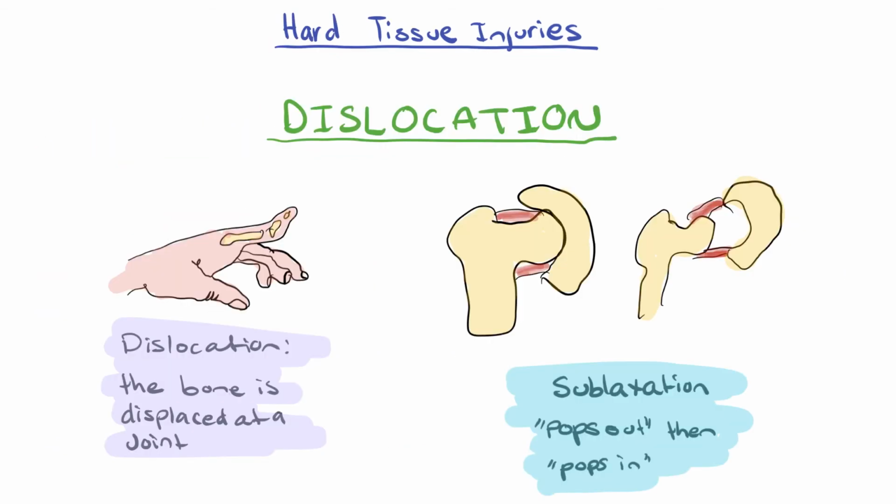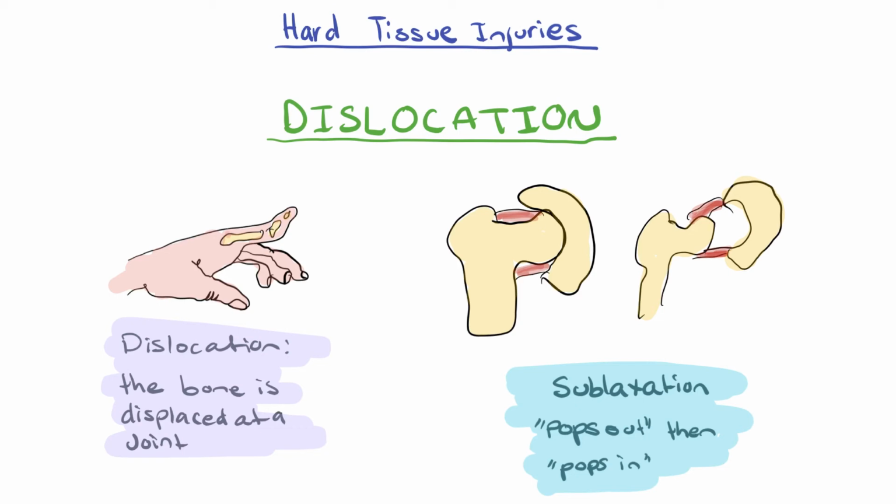So the second type of hard tissue injury is a dislocation. Now, a dislocation is basically when the bone has been displaced at a joint. So the bone is out of place at a joint. And that can come in two types. You have a full dislocation where the bone comes out of place and it stays out of place, or something else we call a subluxation, which is where the bone sort of pops out and then pops in. And this can be quite common for a knee or a shoulder or a hip or even a finger.